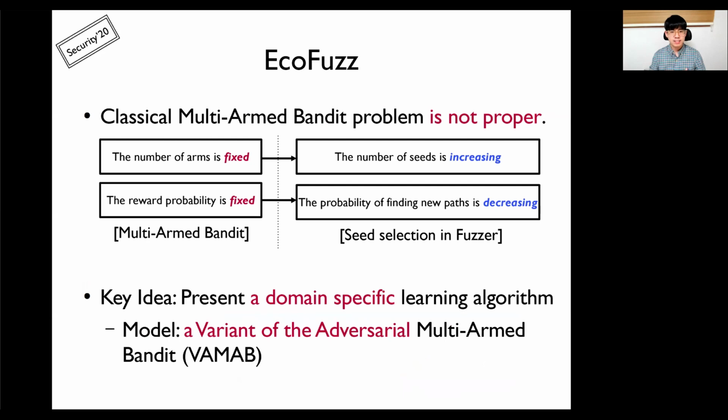So to handle this inappropriate assumption of the classical multi-armed bandit problem, EcoFuzz presents a domain-specific learning algorithm, which is a variant of the adversarial multi-armed bandit problem. And I will skip the details of these algorithms.